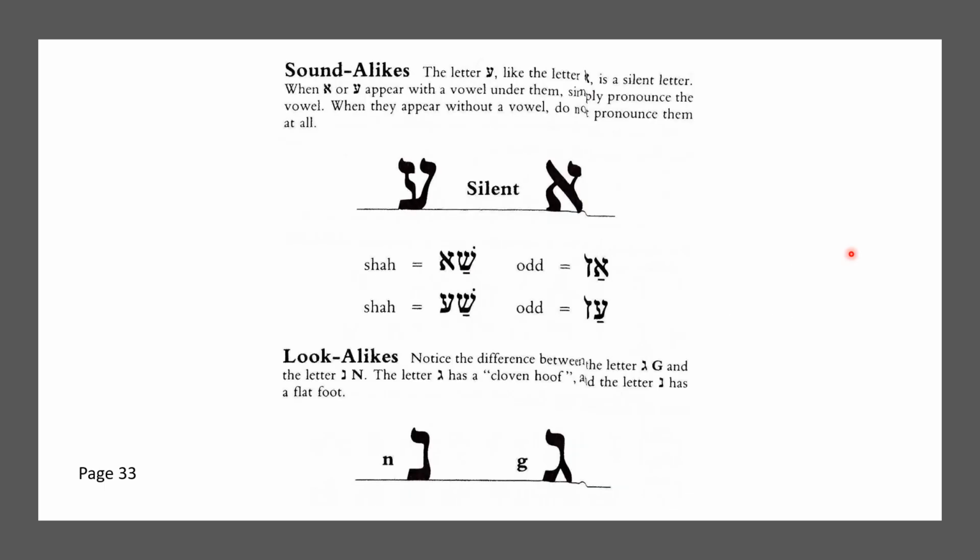So here you have the sound-alikes and look-alikes for this lesson. And of course, the sound-alikes, we have the two silent letters, the Alef and the ayin. And the look-alikes, we have the gimel and the nun. But remember, the gimel has a gap here, a gap. The nun has none, no gap. And it's narrow, and it's a nose. But again, the gimel and the nun as look-alikes here.